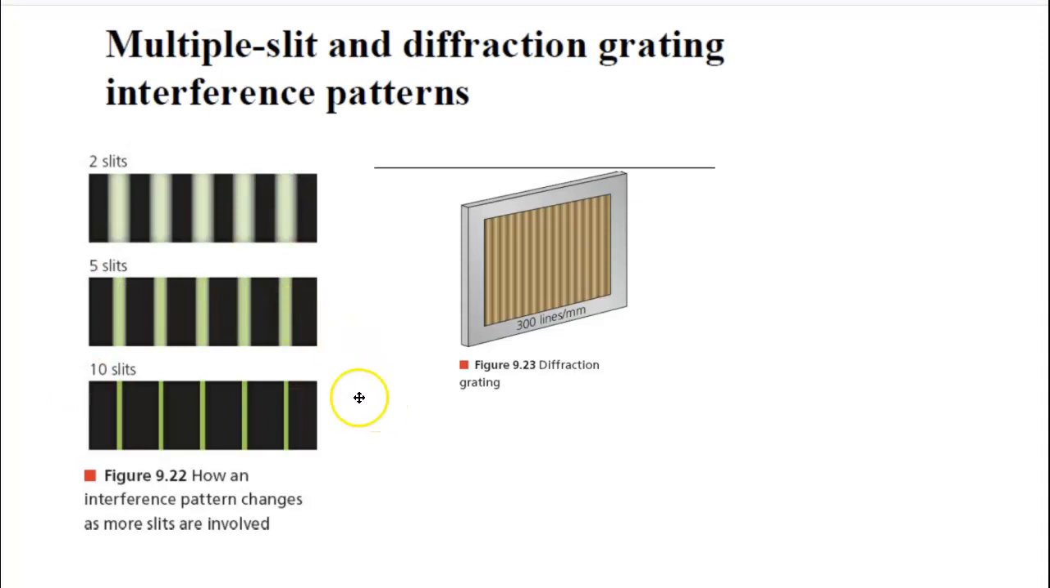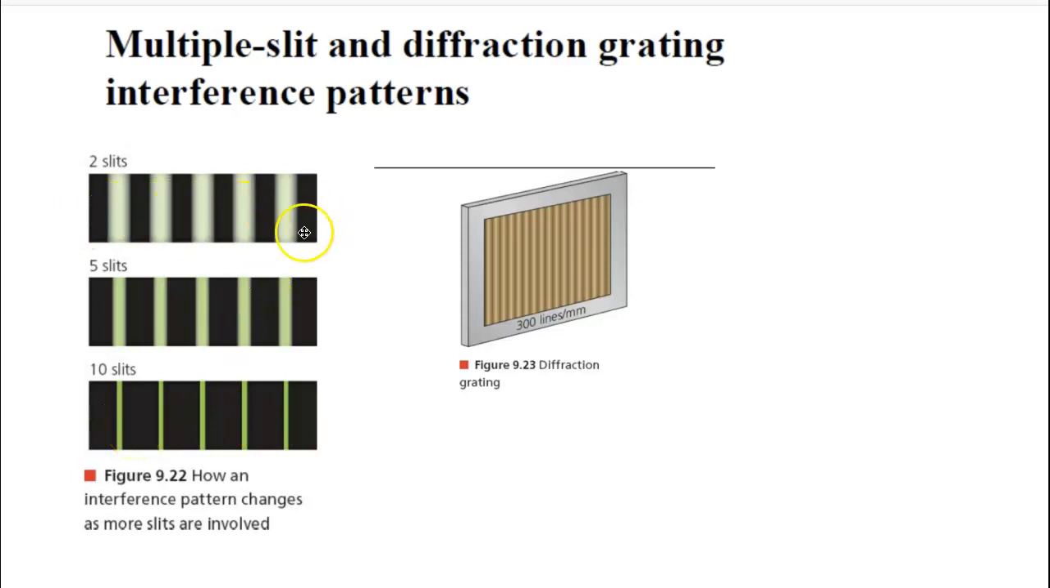Now, multiple slits and diffraction gratings are a variation of what we've done with double slits. And this is an example of a multiple slit and diffraction grating interference pattern. You can see that the interference patterns are really similar. They seem to occur in the same place. They just happen to be much thinner.